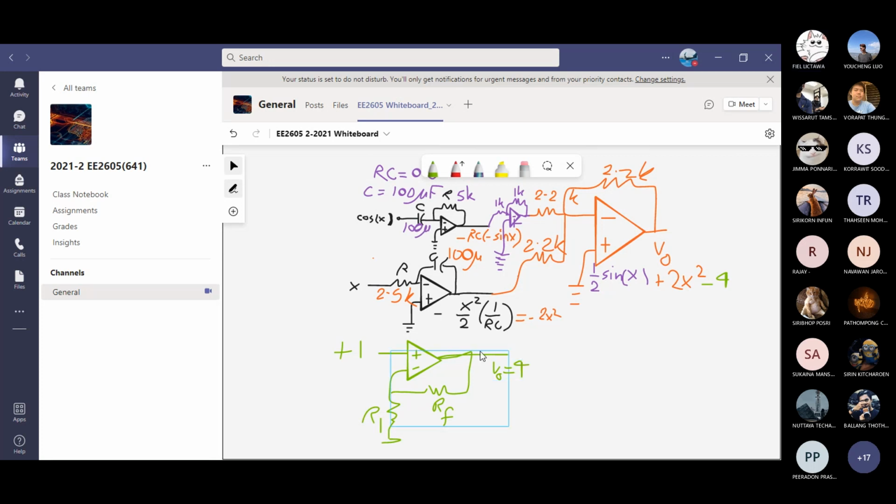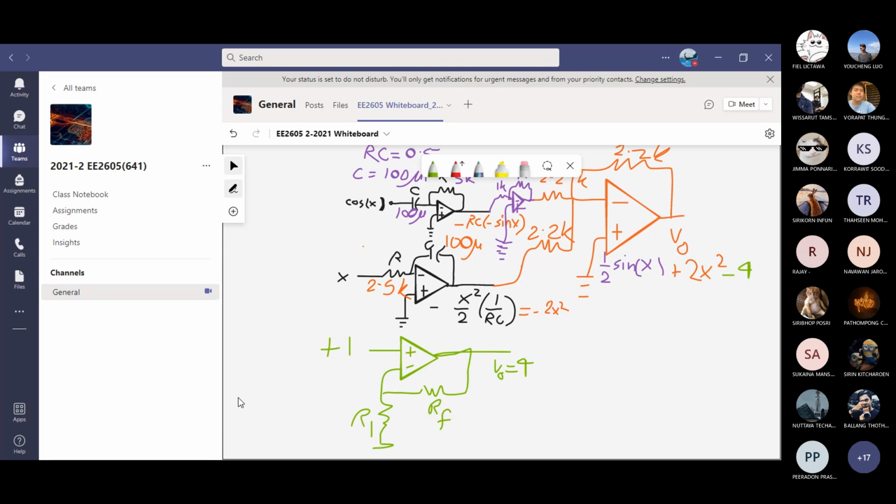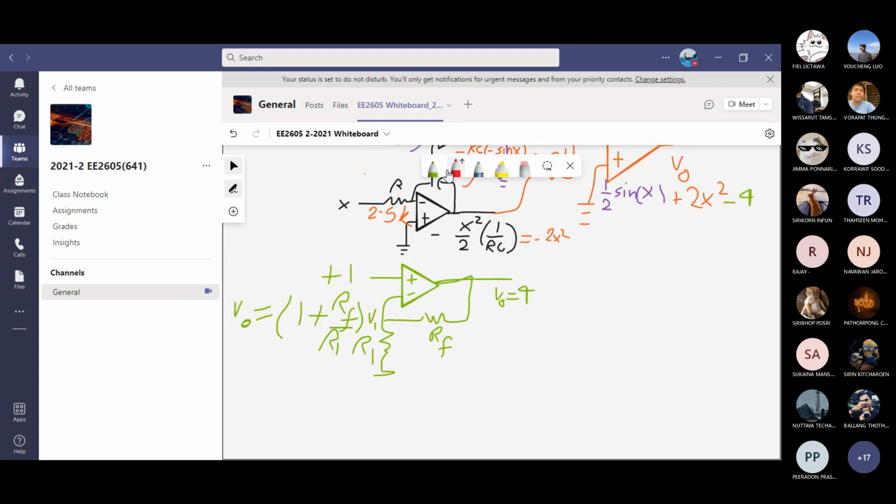What is the output equation of a non-inverting op amp? V out equals what? 1 plus RF divided by R1 times V in. What do you need to get 4? 1 plus 3. Ratio of RF to R1 has to be 3.